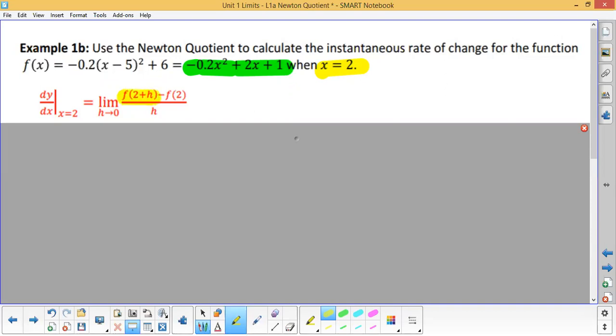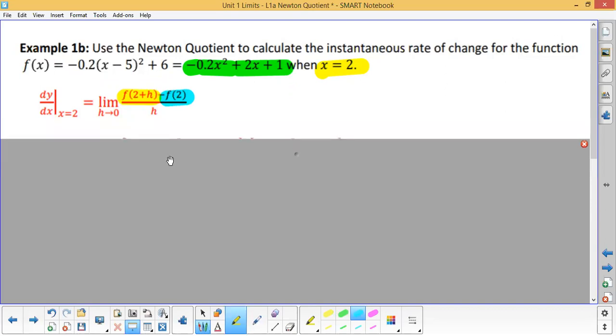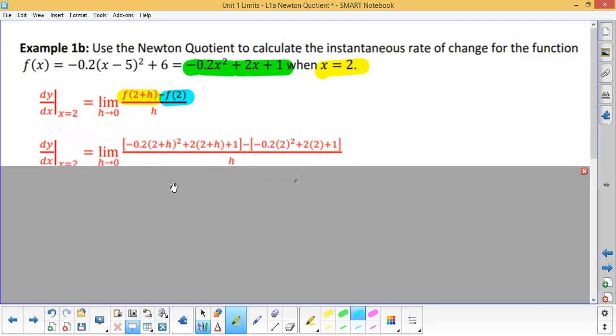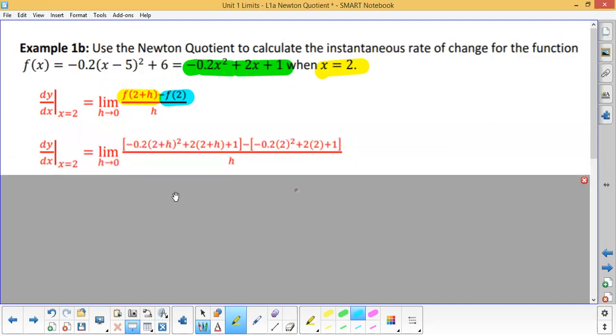So I'm going to first figure out what f of 2 plus h is. Then I'm going to find out what f of 2 is, and I have to subtract and distribute the negative over there to solve that function. So to expand f of 2 means plugging in x is equal to 2 into negative 0.2x squared plus 2x plus 1. That gives us this component of the graph. And by plugging in 2 plus h into the same equation, I get this particular component, the yellow component. And I cannot forget the negative.